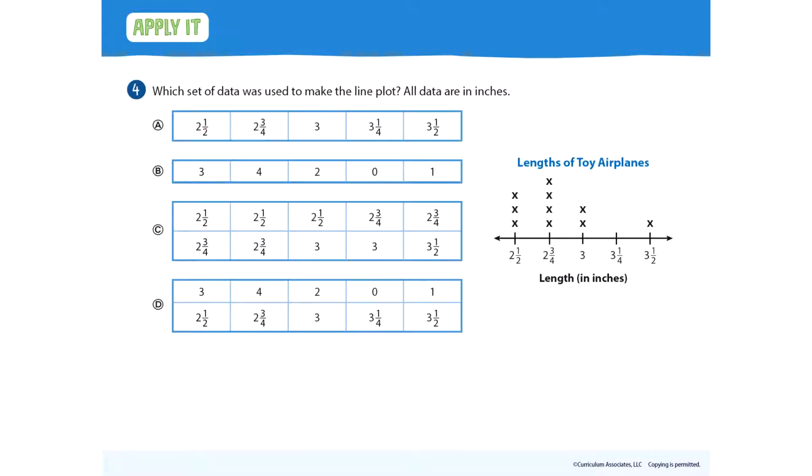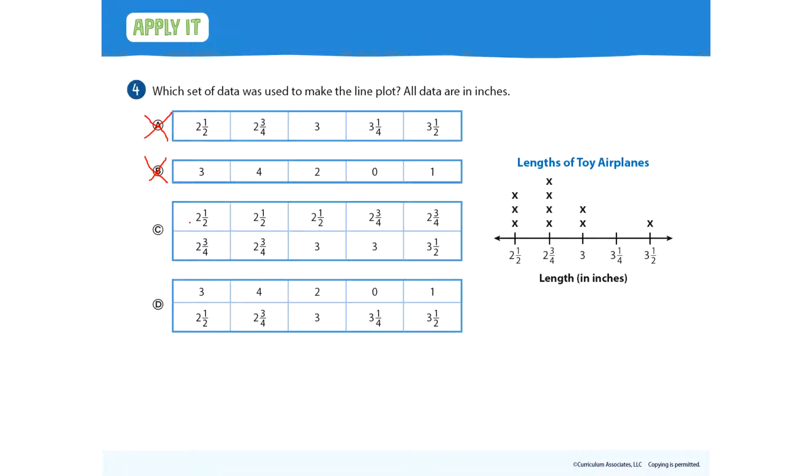So I look at this first one. It doesn't have 3 that say 2½ inches, so I'm just going to cross that one out. This one doesn't even have any 2½ inches. It just has the number of x's: 4 x's, 2 x's, 0, and then 1. That makes no sense. Not that one. And here's that top one. All they did was put the numbers that are at the bottom. Silly.